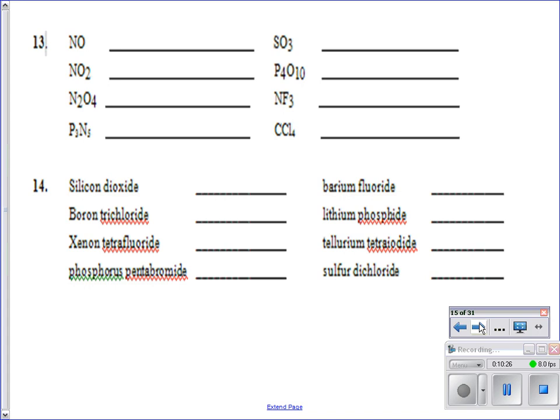Okay. Now we're going to look at some covalent stuff. And how do we know these are covalent? They're nonmetals. So what is NO? Nitrogen monoxide. Do we ever put mono on the first one? No. Now what about monoxide versus monooxide?